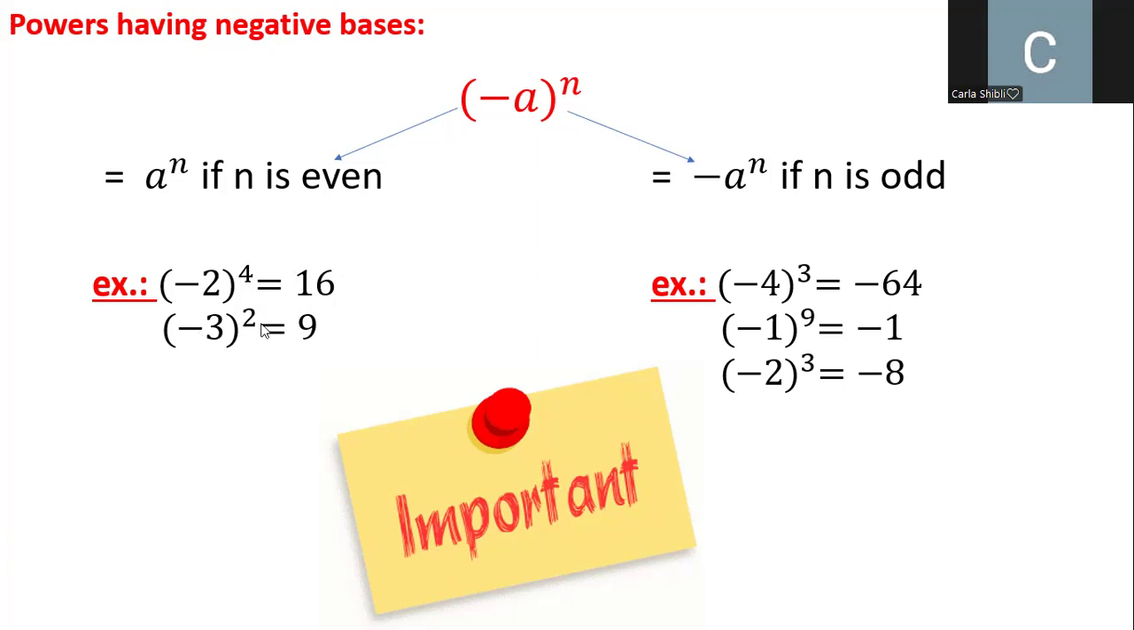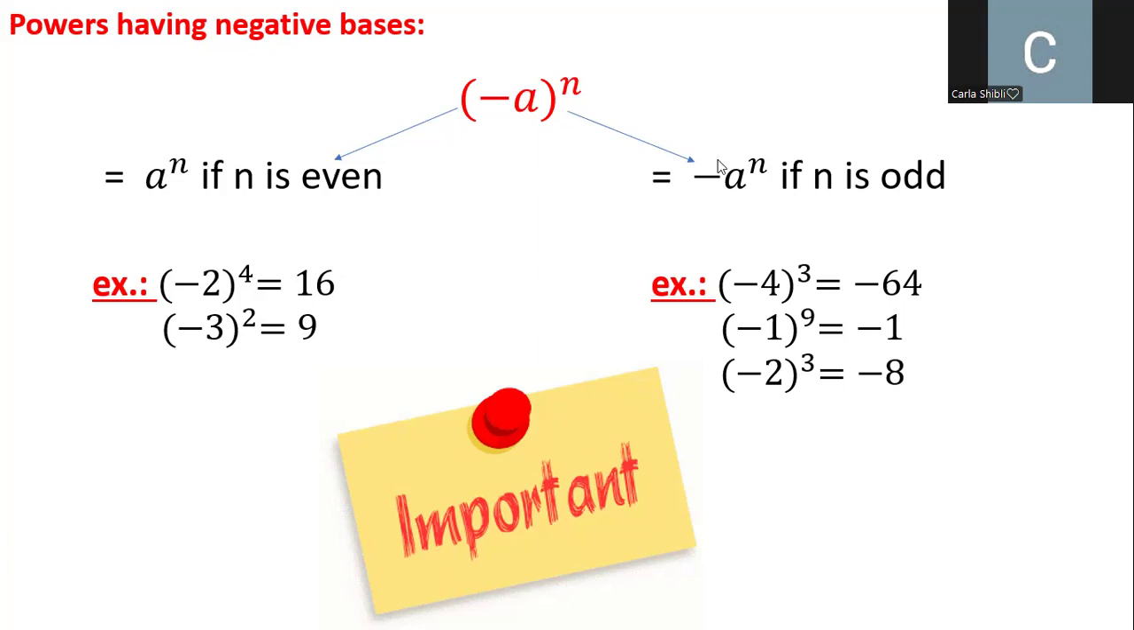Minus a 3 squared. Also, I have a negative base. My exponent is 2, which is even, so my answer should be positive. Positive, we write plus or we can write nothing. Now I get the answer of 3 squared, which is 9.